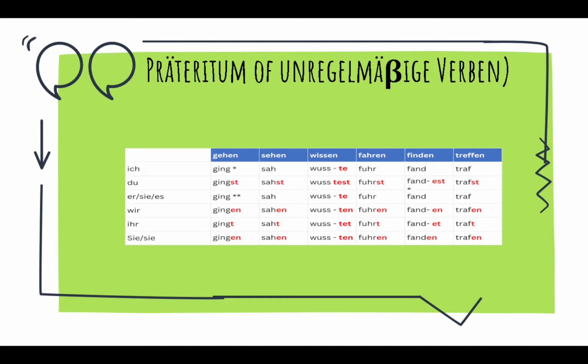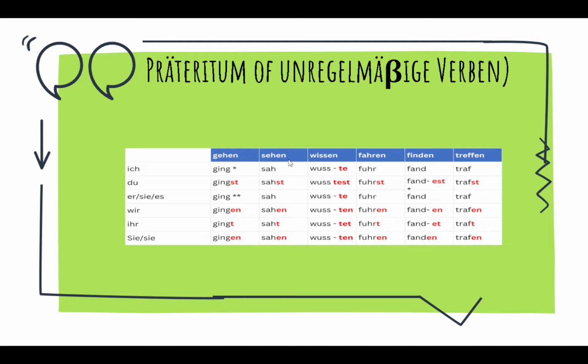So now we will learn the past form of irregular verbs, which are also called unregelmäßige Verben. Let's take our first verb, which is gehen. Gehen means to go. As you can see, the root of the verb has changed here completely. You don't see geh anywhere. So it becomes ging. Ich ging, du gingst, sie es ging, wir gingen, ihr gingt, sie gingen.